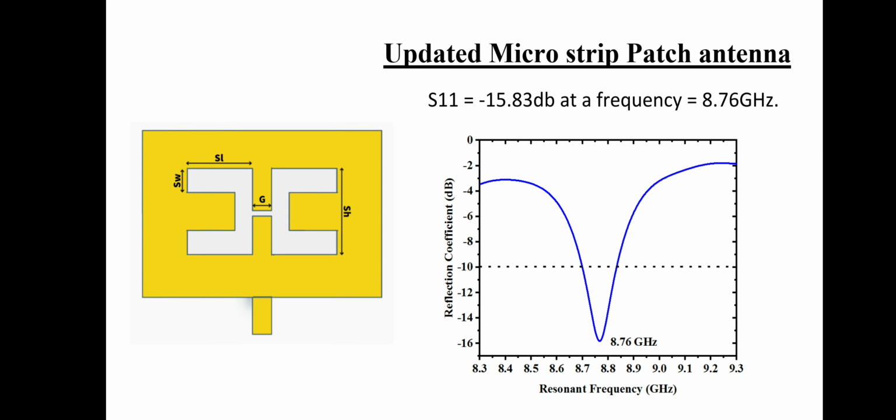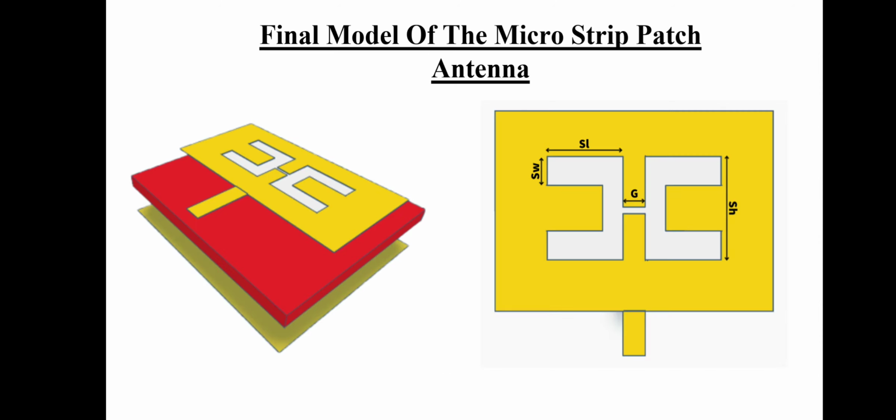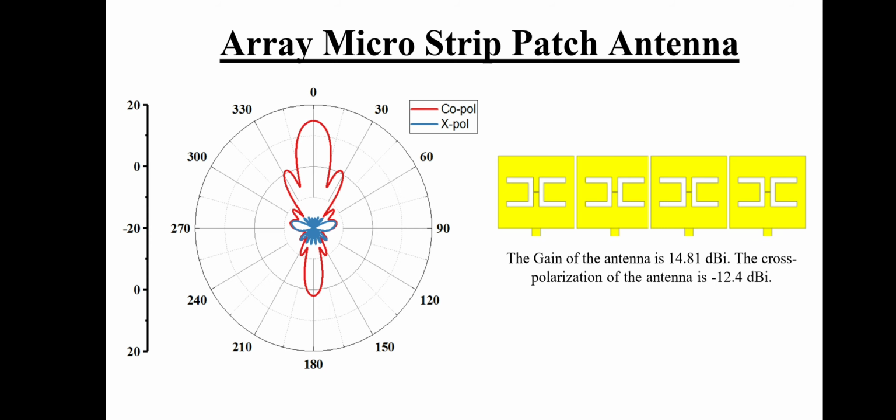And here is the optimized microstrip patch antenna, which gives an S11 of minus 15.83 dB at a frequency of 8.76 GHz, which is very good and useful for many other applications. We have taken the polar plot of the microstrip patch antenna at 8.76 GHz using CST, and this is the diagram of the polar plot. Final model of the microstrip patch antenna in 3D model and simpler model.